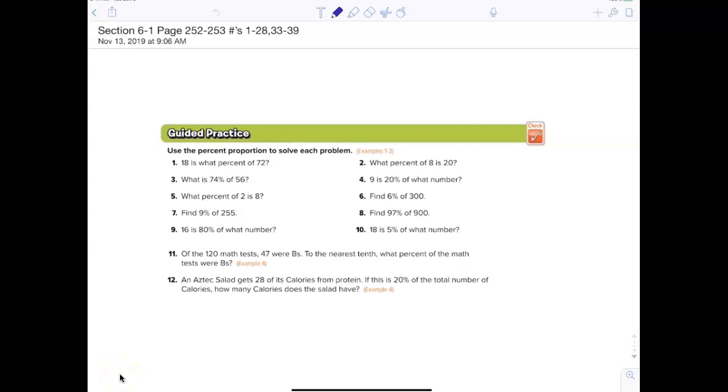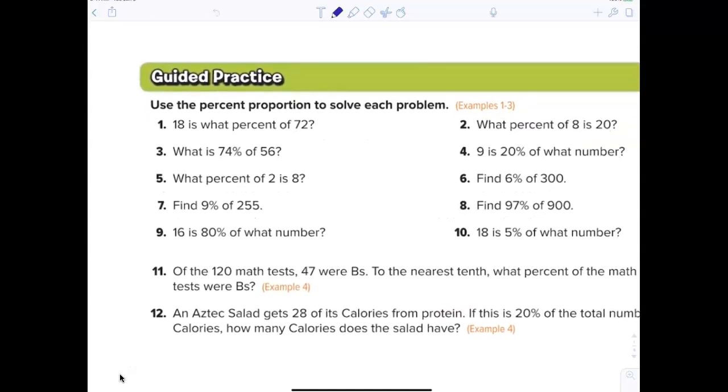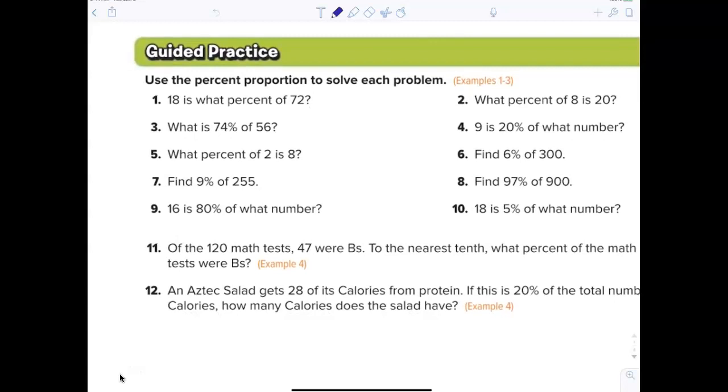There's actually two ways to solve these, and today we're going to learn how to set them up as a proportion. Then probably tomorrow we're going to use an equation. I like to use equations better because we're going into algebra, and I think you guys should be using equations. But today we're doing: 18 is what percent of 72?